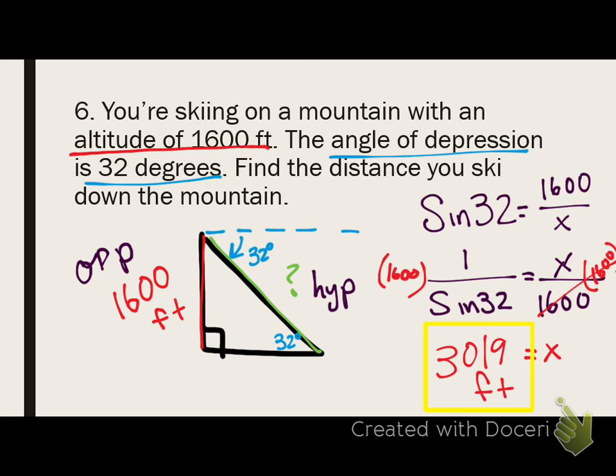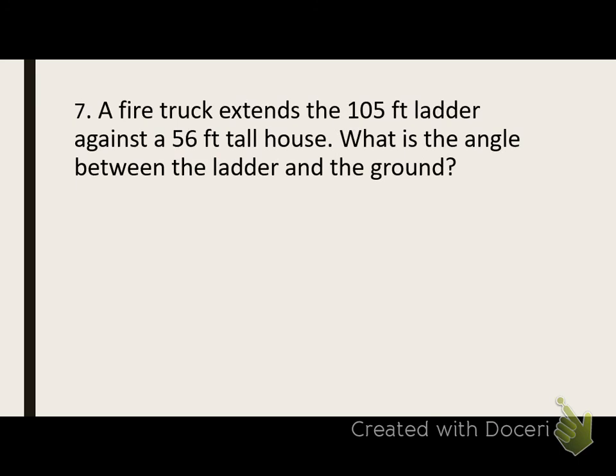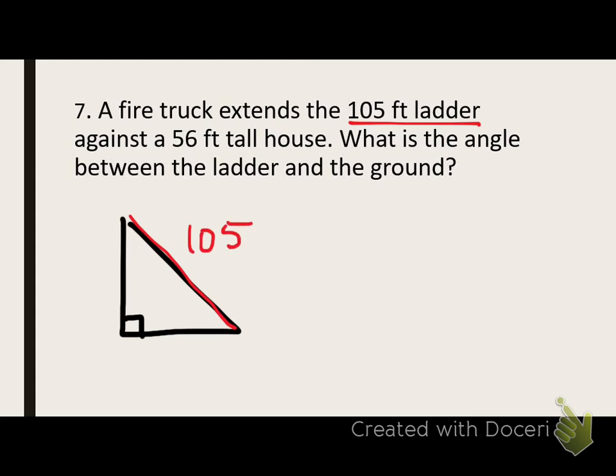Cool, cool. We're going to do one more, and then we'll be done. A fire truck extends a 105-foot ladder against a 56-foot tall house. What is the angle between the ladder and the ground? So a 105-foot ladder, where is my ladder going to go? Diagonal. Against a 56-foot tall house. So vertical.